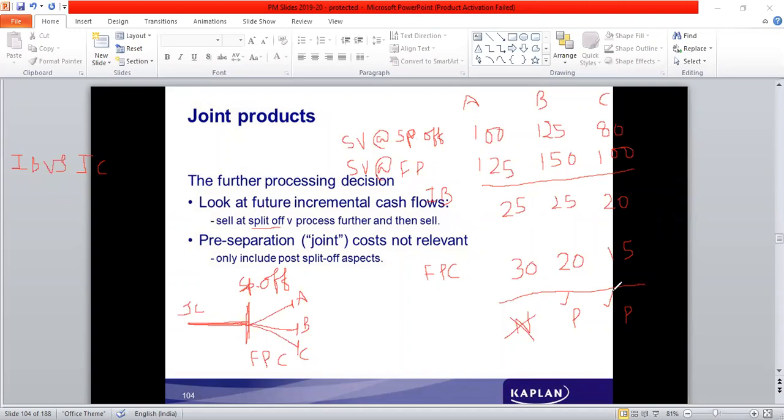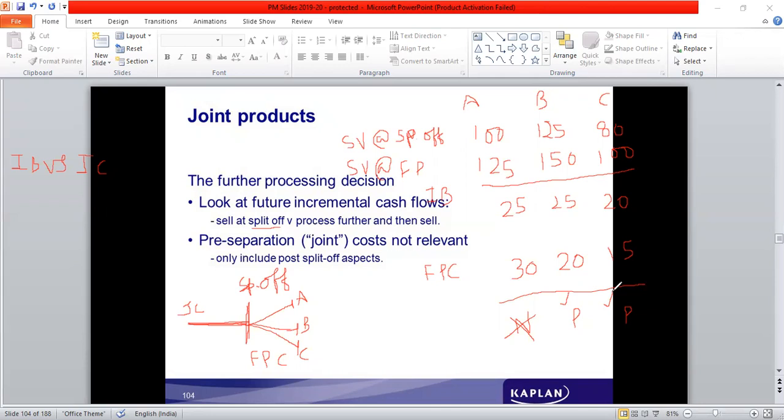If the decision is about selling the product at the split off point or processing it further, the decision will be dependent on what is the incremental benefit versus what is the incremental cost or the further processing cost. So when we compare these two things, if the incremental cost is more than the incremental benefit, do not process it. Sell it at the split off point. Whatever value they get, they should be selling it off at the split off point.